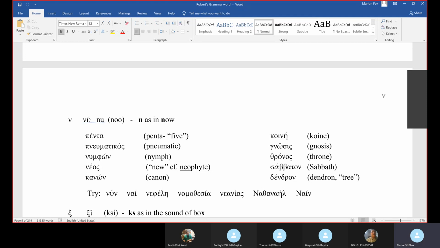Pneumatikos. And this is the word for wind or breath. And so it has to do with something that is spiritual. Our English word pneumatic comes from it. Nymphone. So you have your two news in it, beginning and ending. Nymph, our word nymph comes from that. Naos. This is new. A neophyte is someone who's new at something.